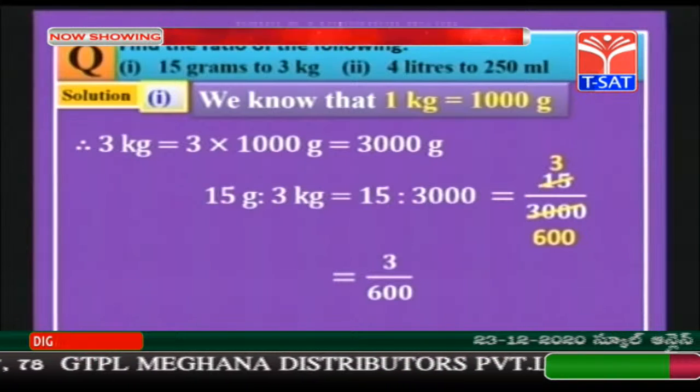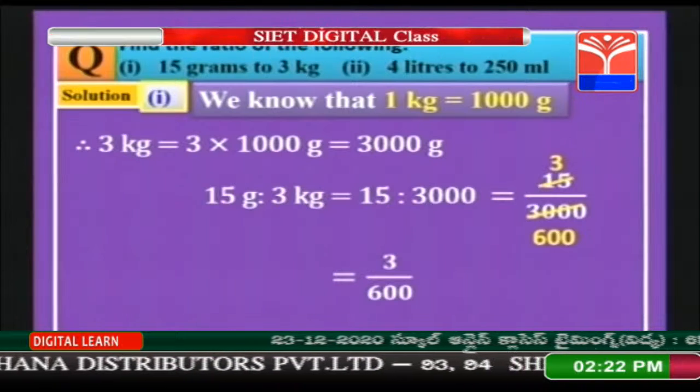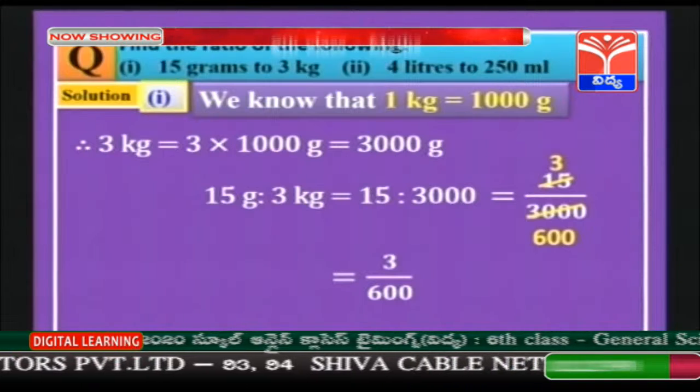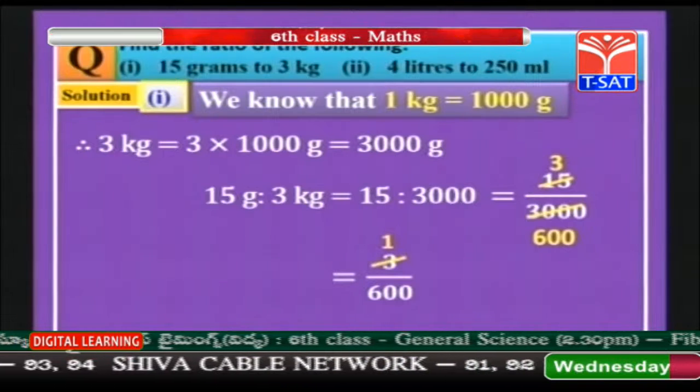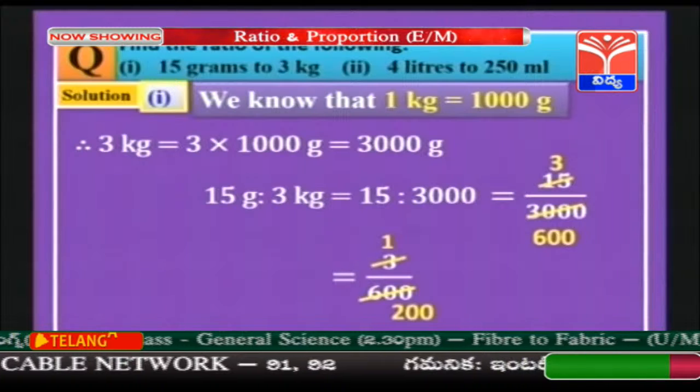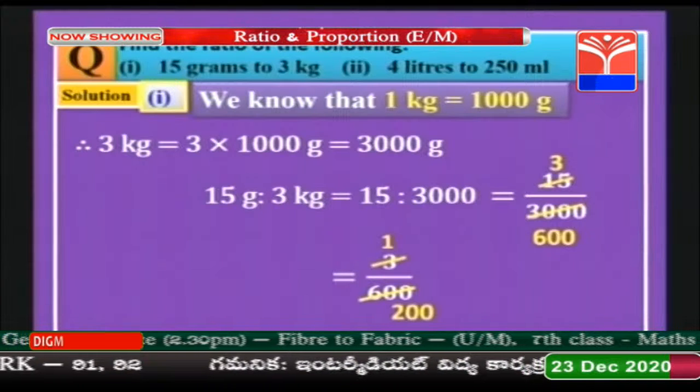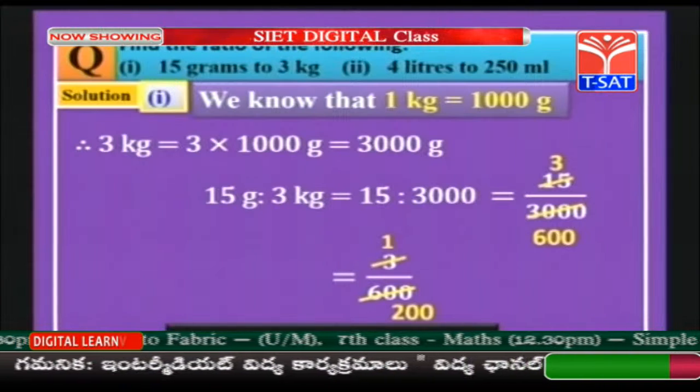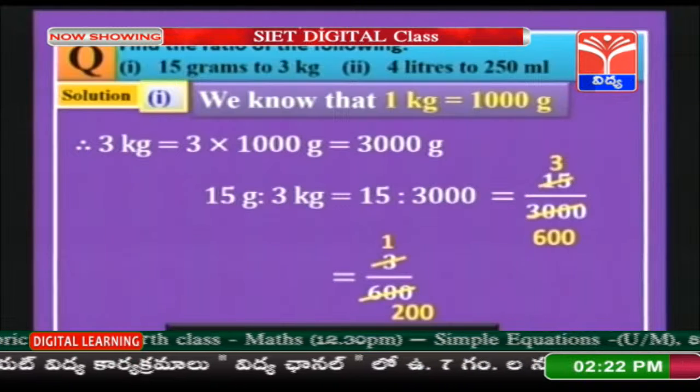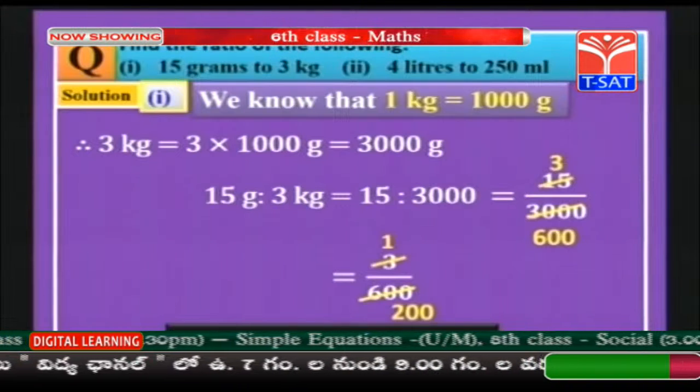Is it in simplest form, children? No. Still there is 3 as common factor. Now 3 goes in 3 one time and it goes 200 times in 600. So how much is left, children, now? Yes, 1 by 200. Therefore, the ratio is 1 is to 200.